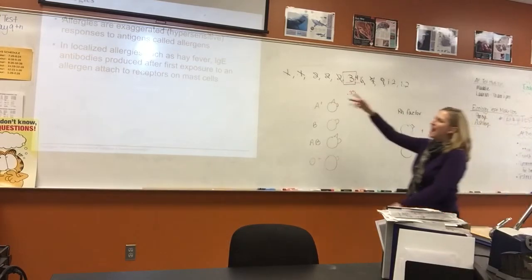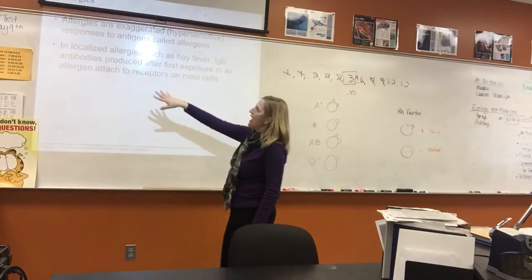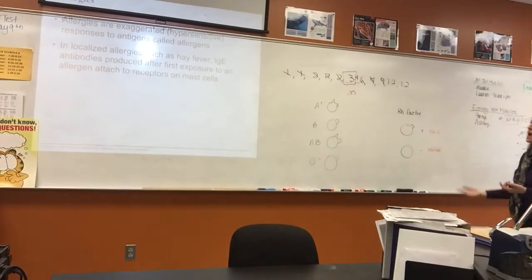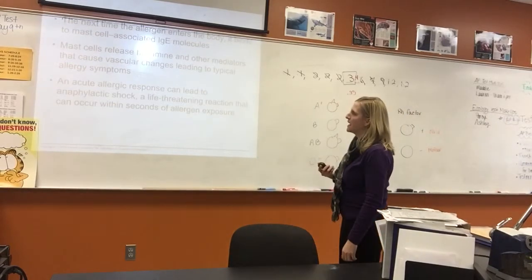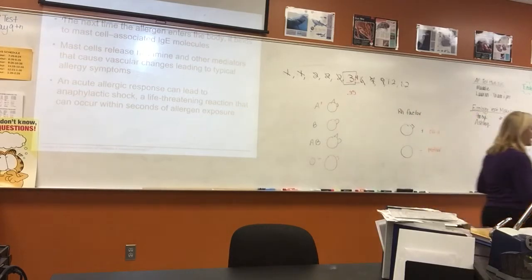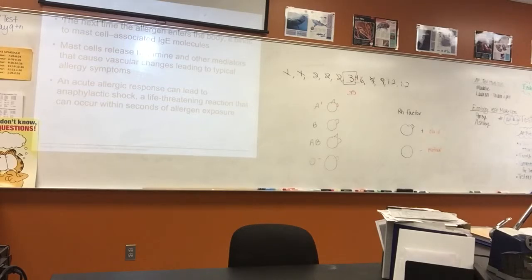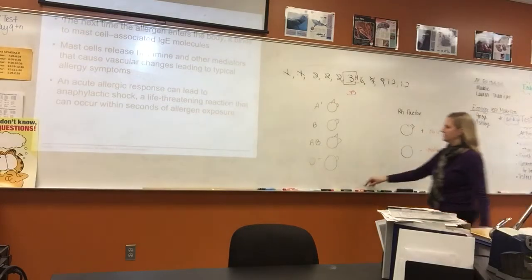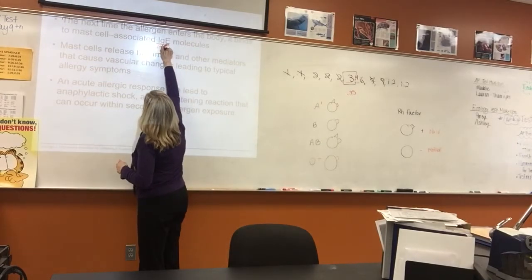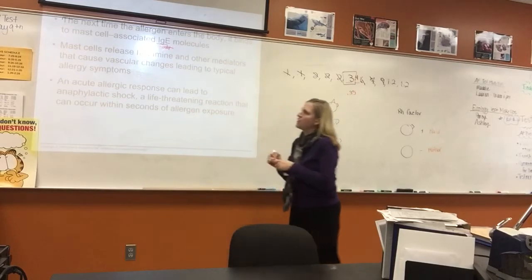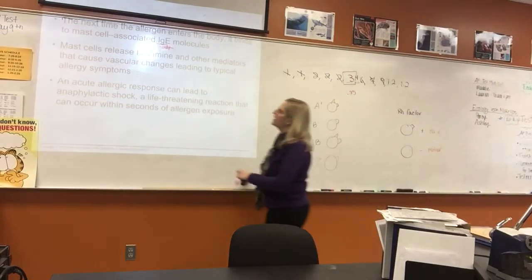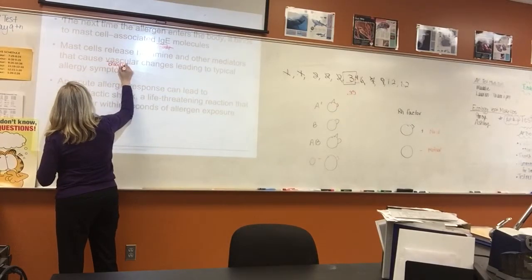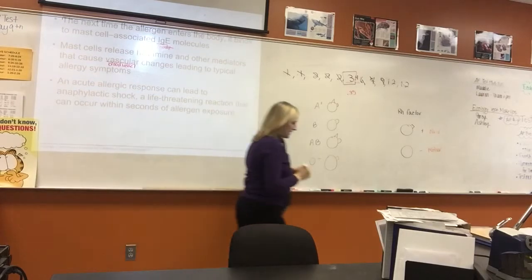So notice here, it's the IgE antibodies. You don't need to, again, know these classes here. Antibodies are produced after the first exposure to, let's say, a pollen grain, an allergen. And these antibodies attach to receptors on cells called mast cells. So the next time that you come into contact with that allergen or that pollen or whatever it may be, when it enters the body, it binds to the mast cell in the antibody. The IgE is the antibody. And that triggers your mast cells to release histamine that causes vascular changes. Vascular means blood vessel, leading to typical allergy symptoms.